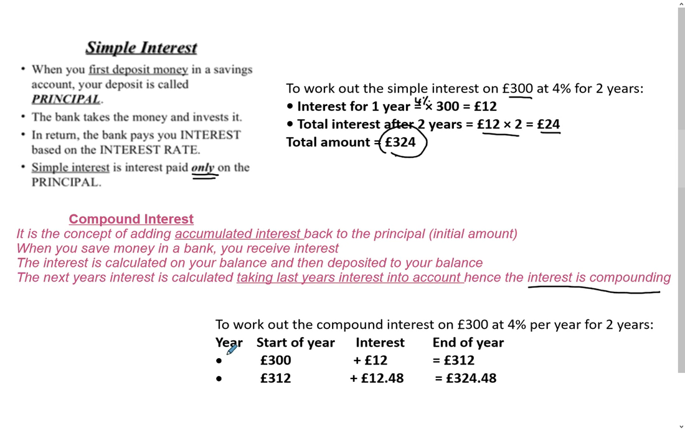Okay, so year one, you've got 300, and then you've got your 4%, which is the 12. So you've got 312. And then in year two, you're getting 4% of the 312, which is £12.48. So now you've got £324.48. So can you see you're 48p richer? And again, the more years that you invest it, the more you can see the difference.